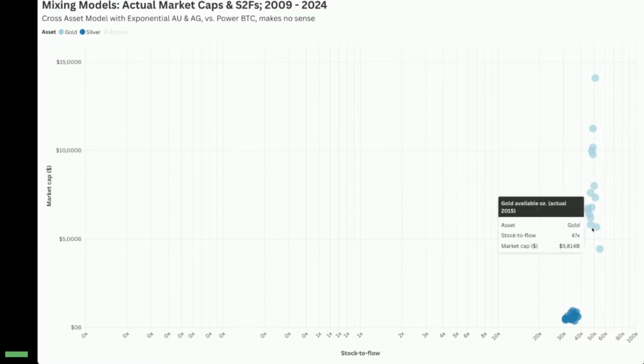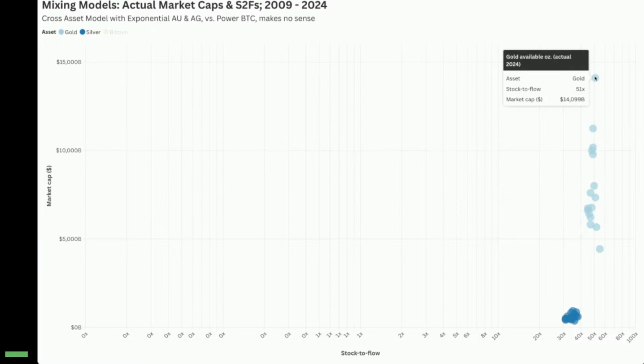What's it doing? It's moving up. And it's moving straight up. Why is it moving straight up? Of course, because it's exponential. On exponential trend lines, the stock to flow does not move. And gold and silver are exponential assets. So as you can see, as we move through the years, the stock to flow is basically staying the same. And the value moves up to where we get to 2024, 51x, all right around 50 here.